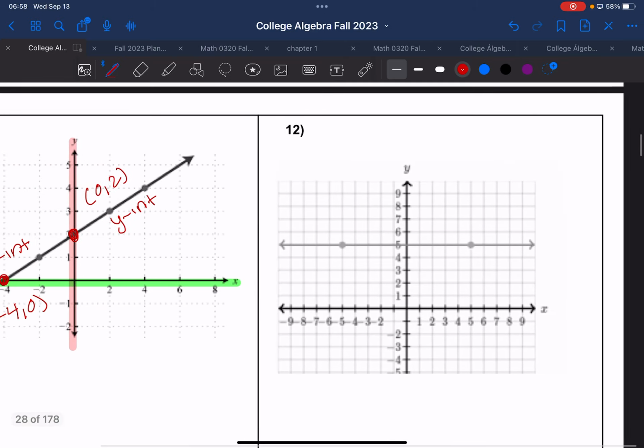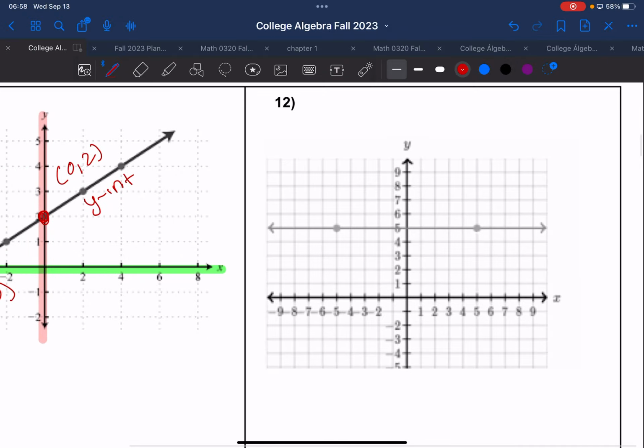What do we know? What do we notice that's different about number 12? Good, there's no x-intercept. Why is there not an x-intercept? How do we know that just by looking at the graph? Because there's no slope. It doesn't cross the x-axis. Good, it doesn't cross the x-axis. There's no slope. All of those things are valid.